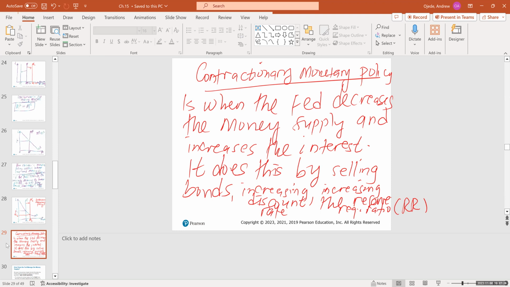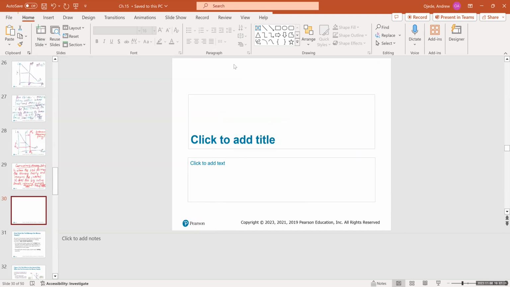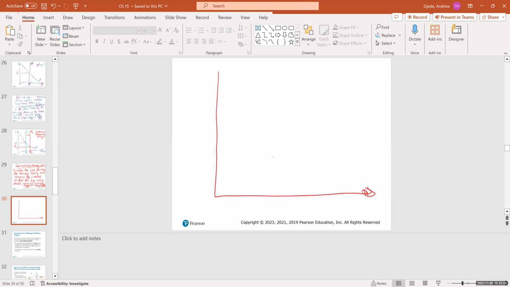So the idea there is that if the Fed pursues a contractionary monetary policy using those tools that I described, the supply of dollars is going to shift to the left. So that is going to raise the equilibrium interest rate. If you draw this correctly, you have quantity of money versus interest rate. So let's say this was my initial money demand, and this is money supply 1. This is going to be the equilibrium level of money supply.